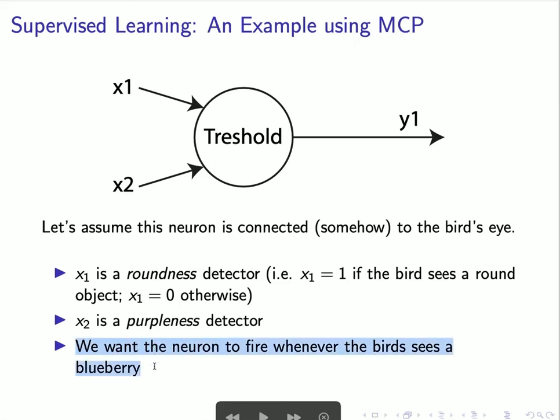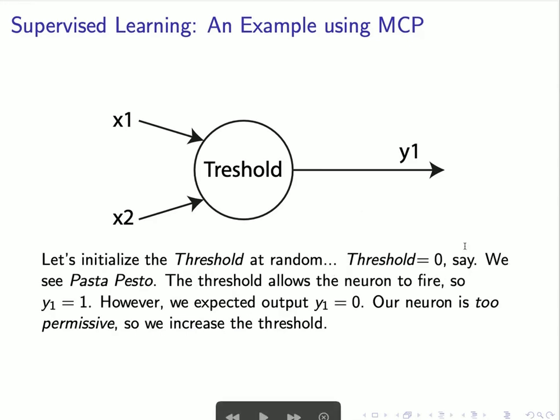And we want this neuron to fire whenever the bird sees a blueberry. So what do we do? Let's say that we want to simulate the process of learning, right? So let's say that our bird has initialized this neuron with a random threshold. Let's say that this threshold is equal to 0. So we see pesto pasta, and actually the neuron fires because the threshold is 0. So it basically always fires.